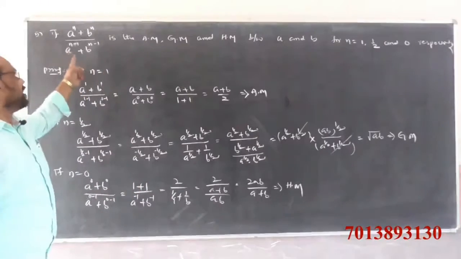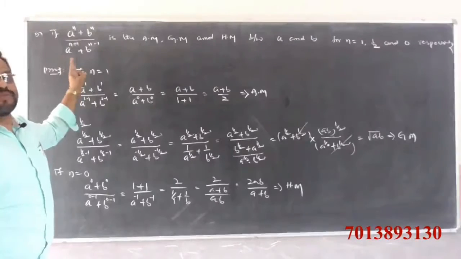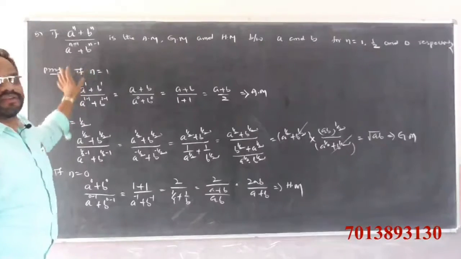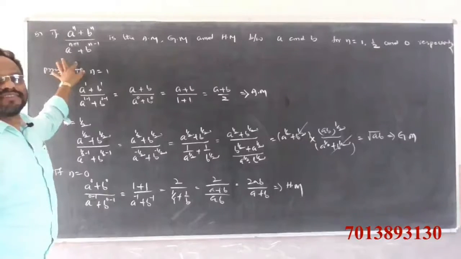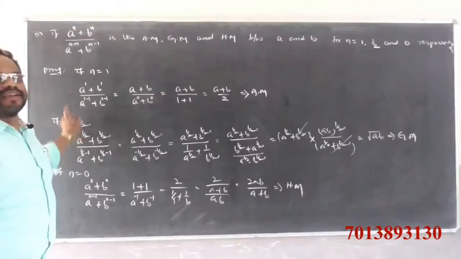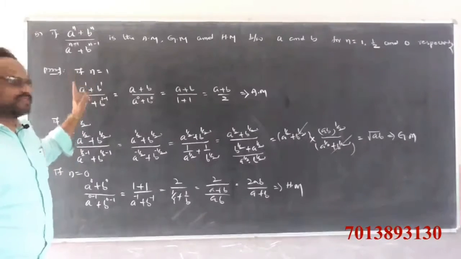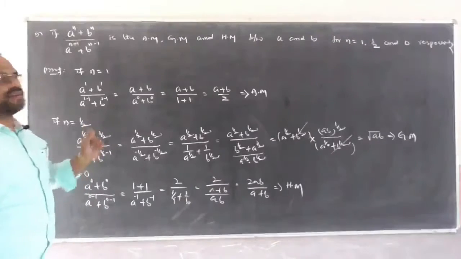So (a to the power n plus b to the power n) by (a to the power n minus 1 plus b to the power n minus 1) represents the arithmetic mean when n is equal to 1. It represents the geometric mean when n is equal to 1 by 2. It represents the harmonic mean when n is equal to 0. This is the fifth property.